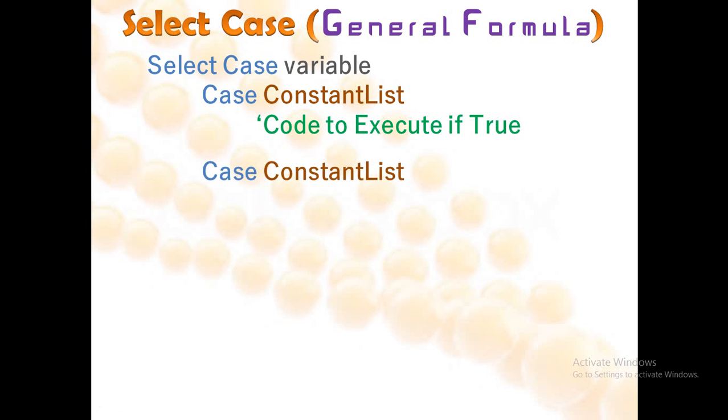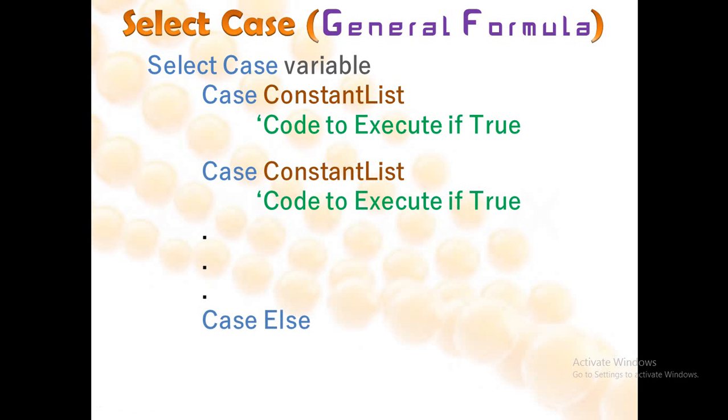Then you can add another case, another constant list, and code to execute if the case is true. You can add as many as you want. Then we have one last one, known as case else. Case else is like else in if. If all the cases above are false, this is the code which will be executed. By the way, this case else is optional, just like in if, where you can have just an if.